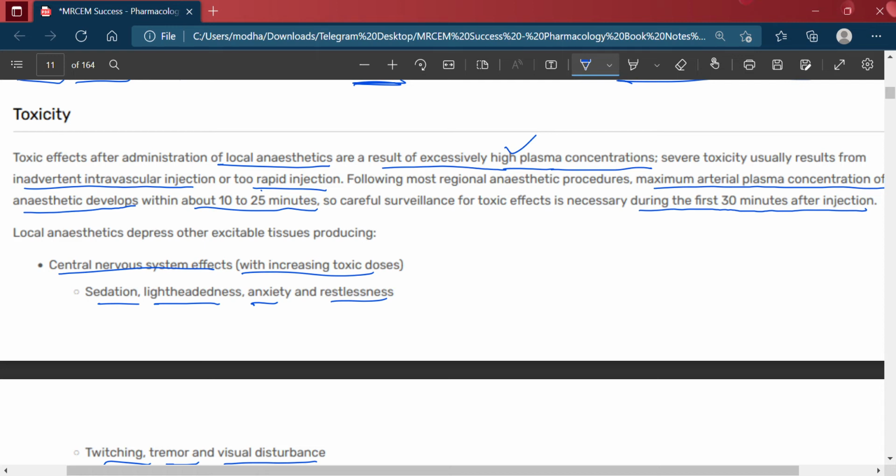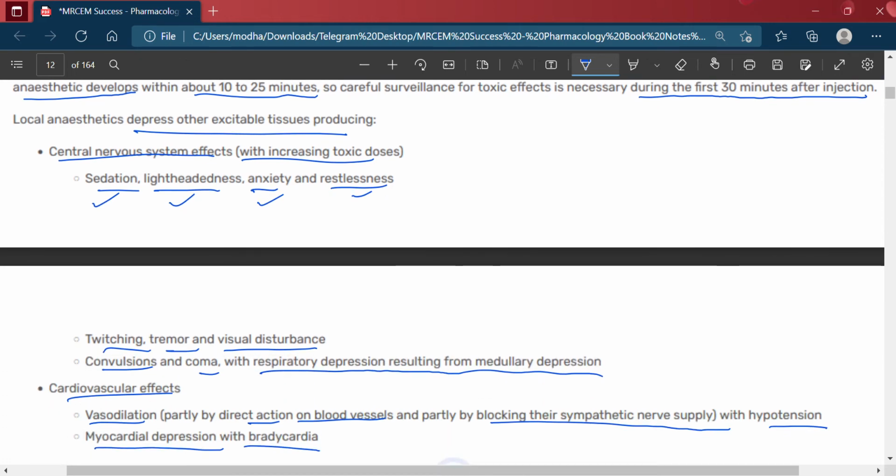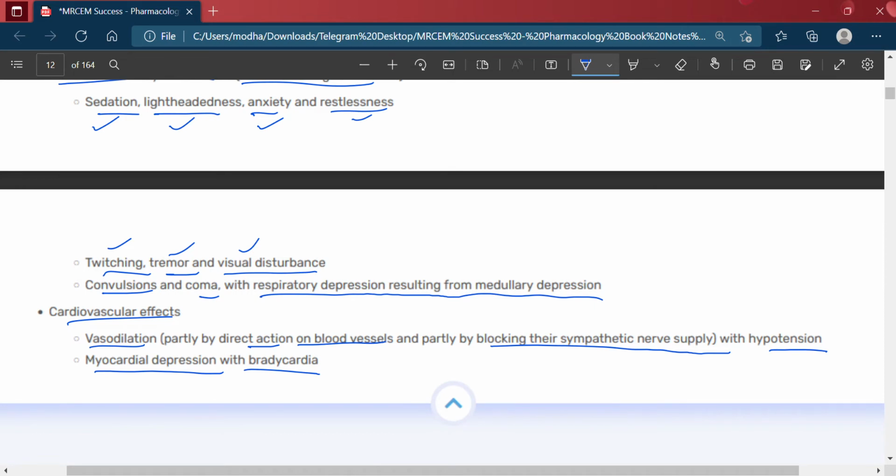Local anesthetics depress other excitable tissue, producing central nervous system effects with increasing toxic doses, like sedation, lightheadedness, anxiety, restlessness, then twitching, tremor, visual disturbance, then convulsions and coma, with respiratory depression resulting from the medullary depression. Then the cardiovascular effects like vasodilation with hypotension and myocardial depression with bradycardia.